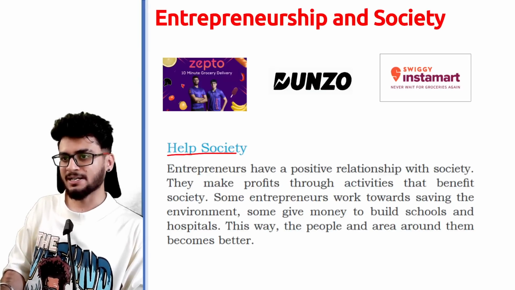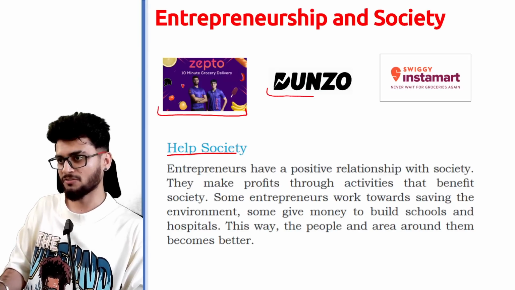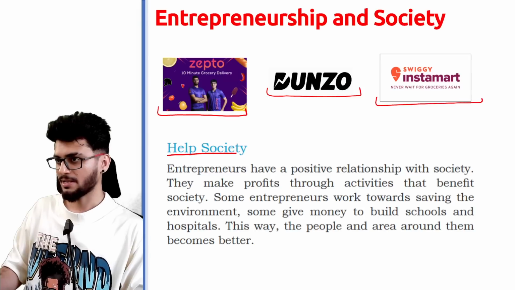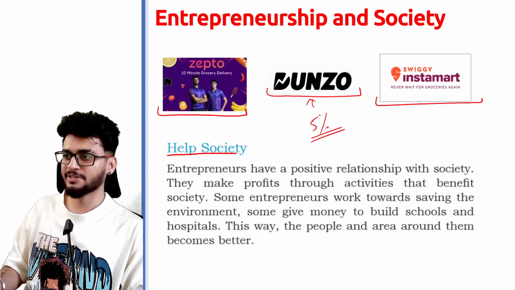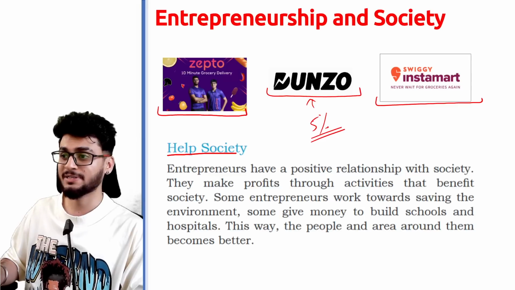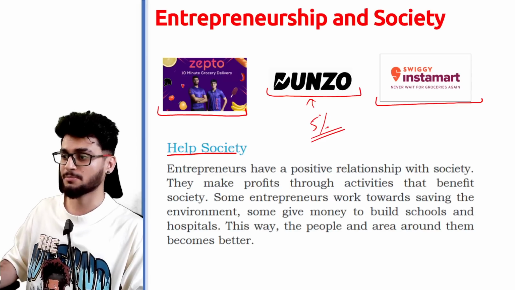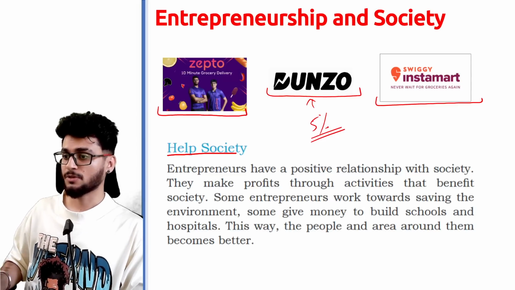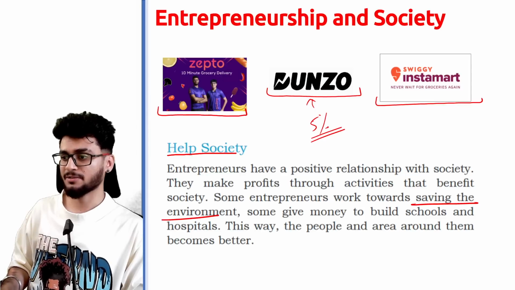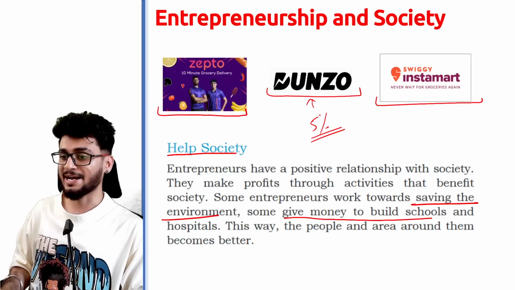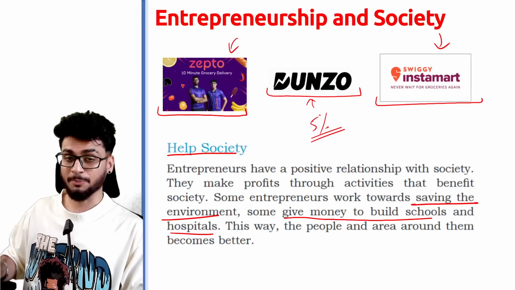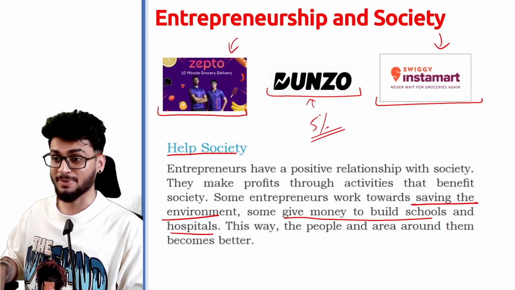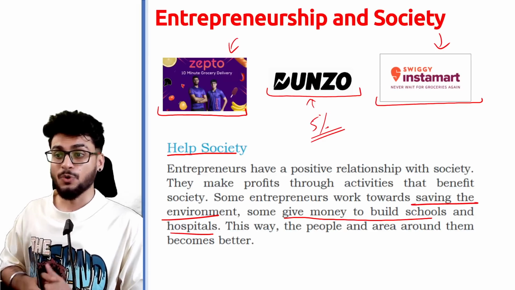So all these startups, when they start out, have a particular budget. For example, if you talk about Dunzo, they need to spend around 5% of their annual revenue on green approaches, or maybe some green things like working towards saving the environment, giving some money to build schools and hospitals. So all these startups also contribute to society in such a manner that society is helped.